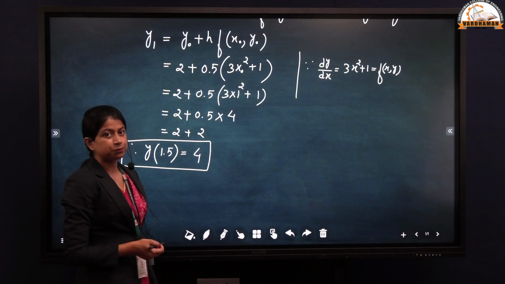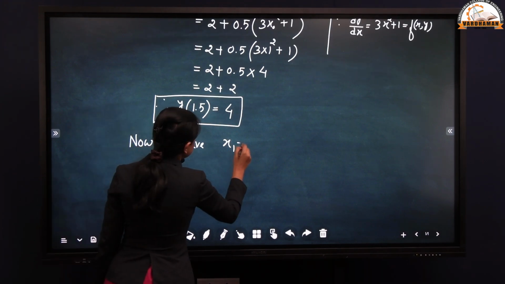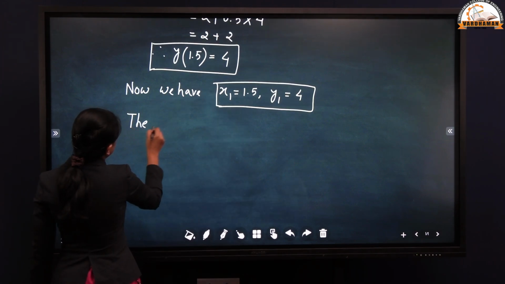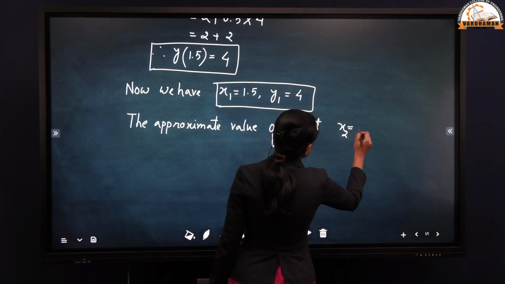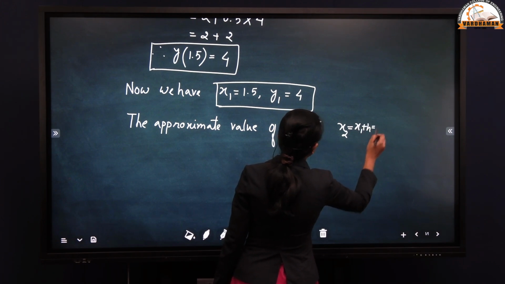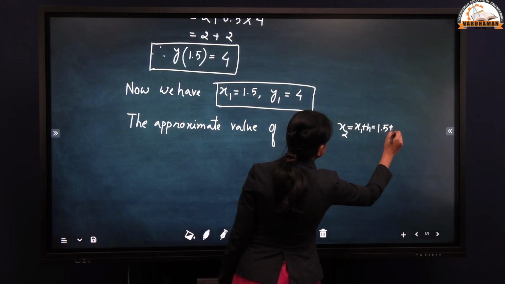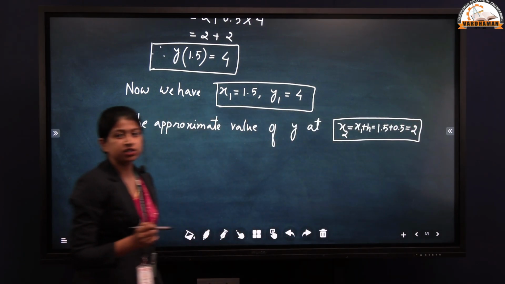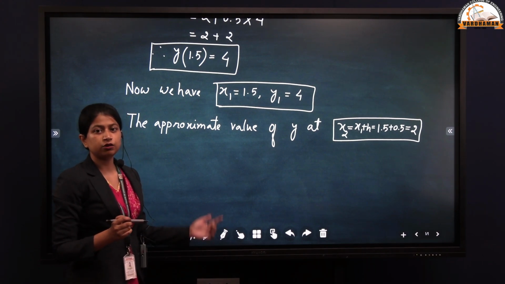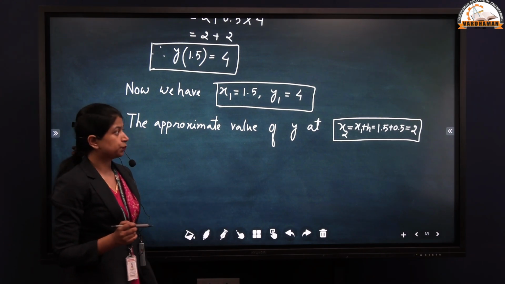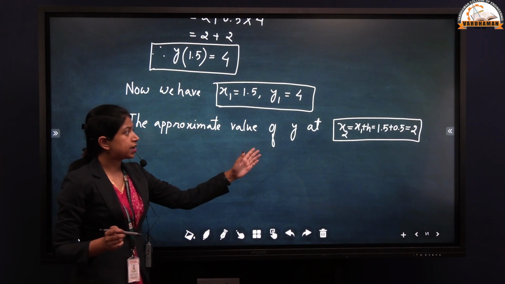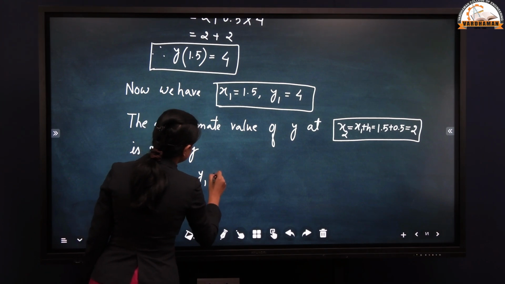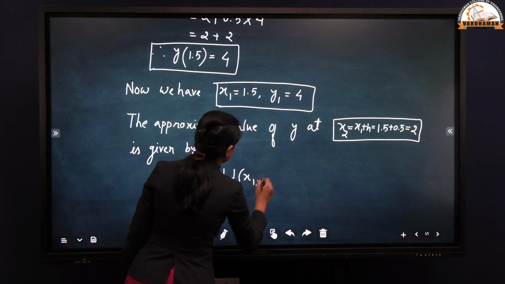Now let us find the next approximate value. Now we have x1 as 1.5 and y1 as 4. The approximate value of y at x2 equal to x1 plus h. We know that x1 is 1.5 and h is 0.5. So we get x2 as equal to 2. Since in the question it was asked that we need to find the value of y at x equal to 2, this is the step where we will get y at x equal to 2, given by y2 equal to y1 plus h into f of x1 y1.